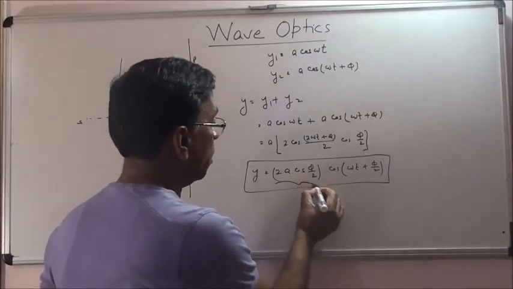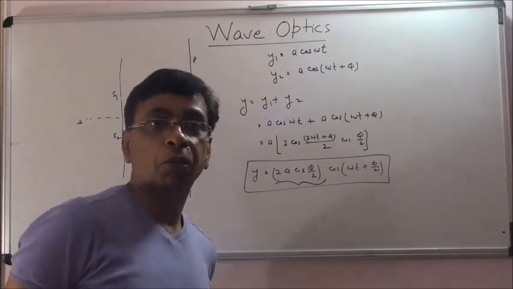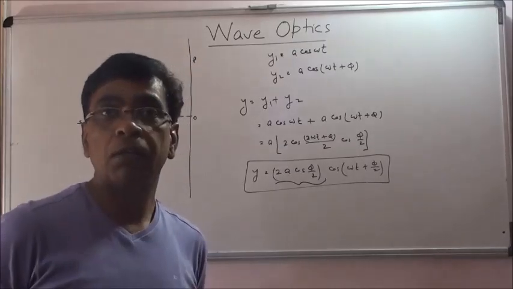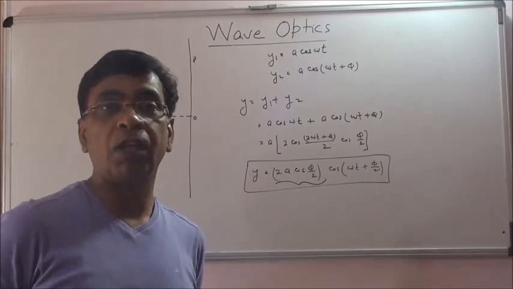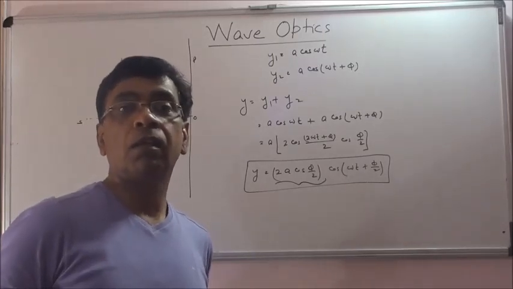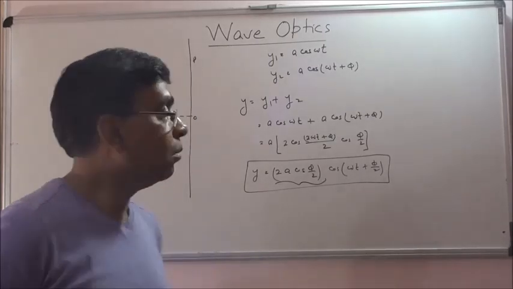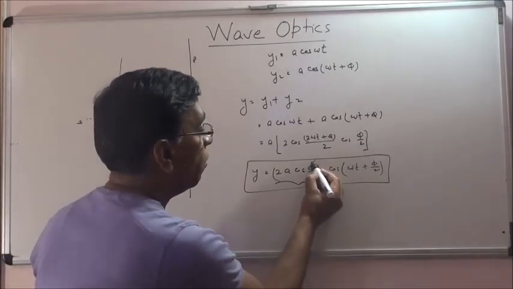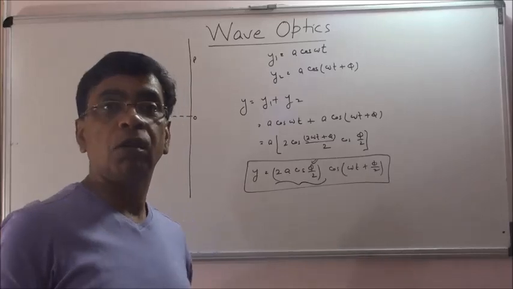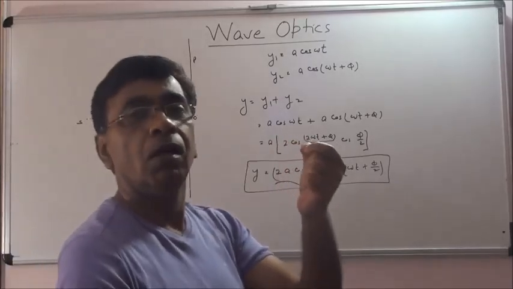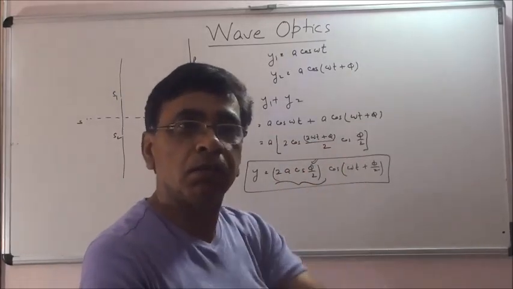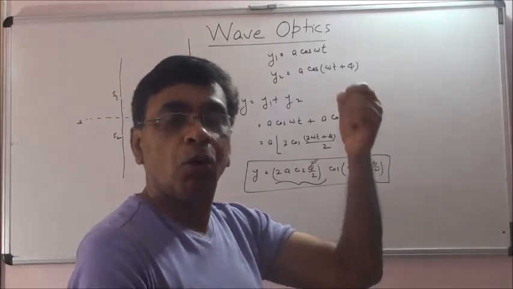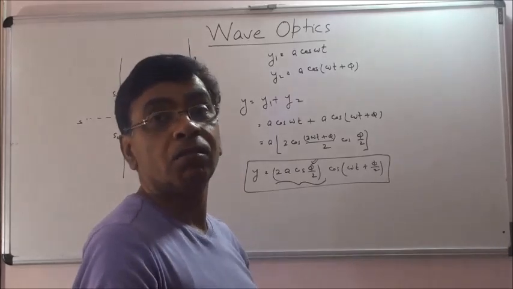Now this is the amplitude. So the amplitude is not two-A. This is a very important point: one wave has the amplitude A, another one also has amplitude A, but the net is not two-A. It is depending on the phase difference. When the phase difference is 0, it should be 2A. When the phase difference is pi, or path difference lambda by 2, then it will become 0.